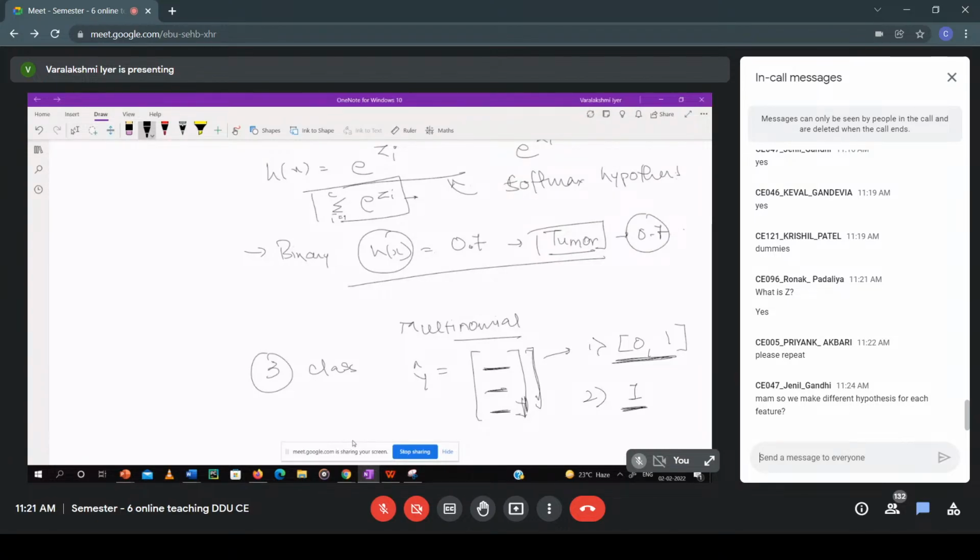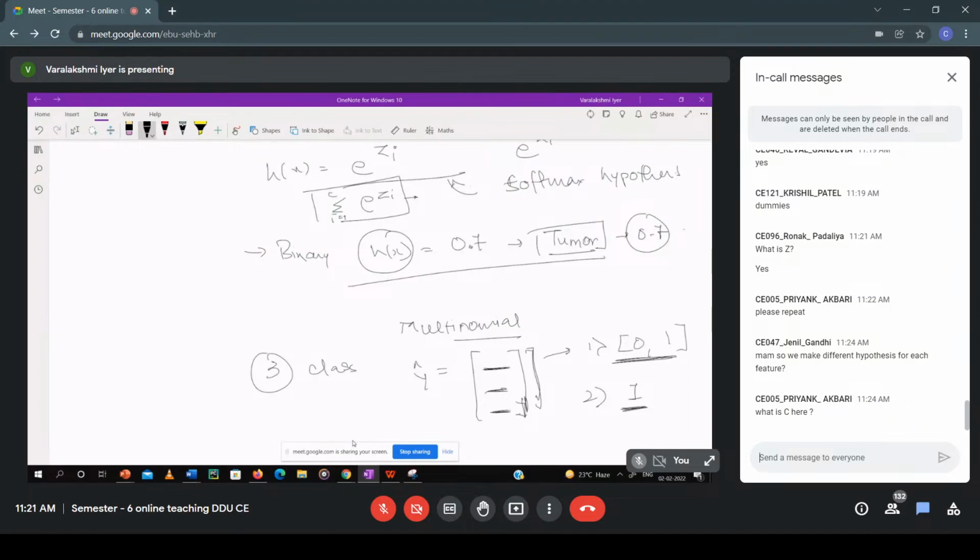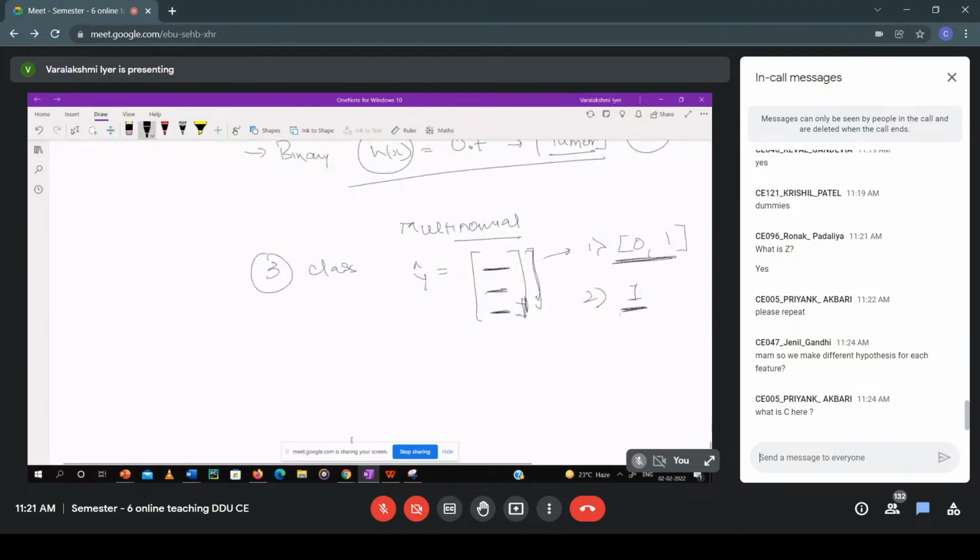We'll be taking different hypotheses for each feature? No. We'll not be taking that. We'll be taking a different hypothesis value for each class. What is C? C is the number of classes.